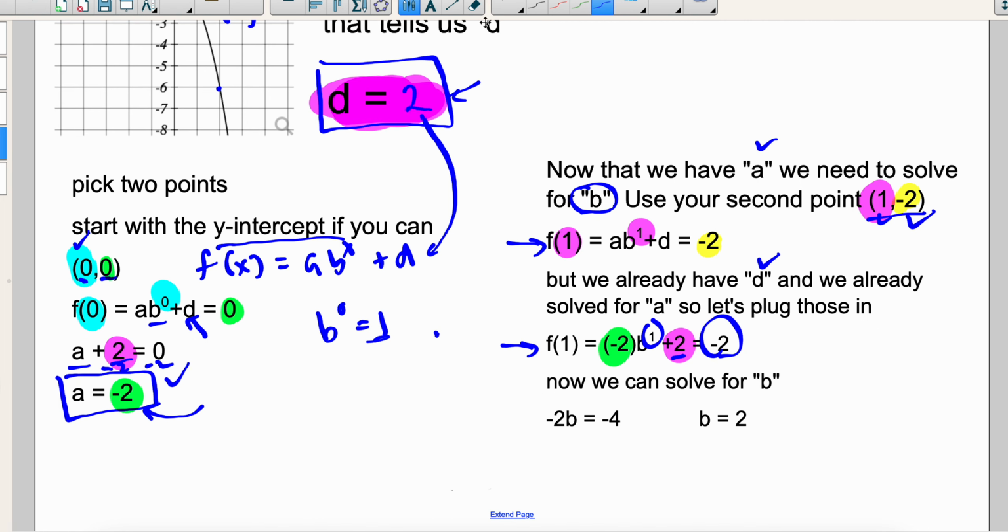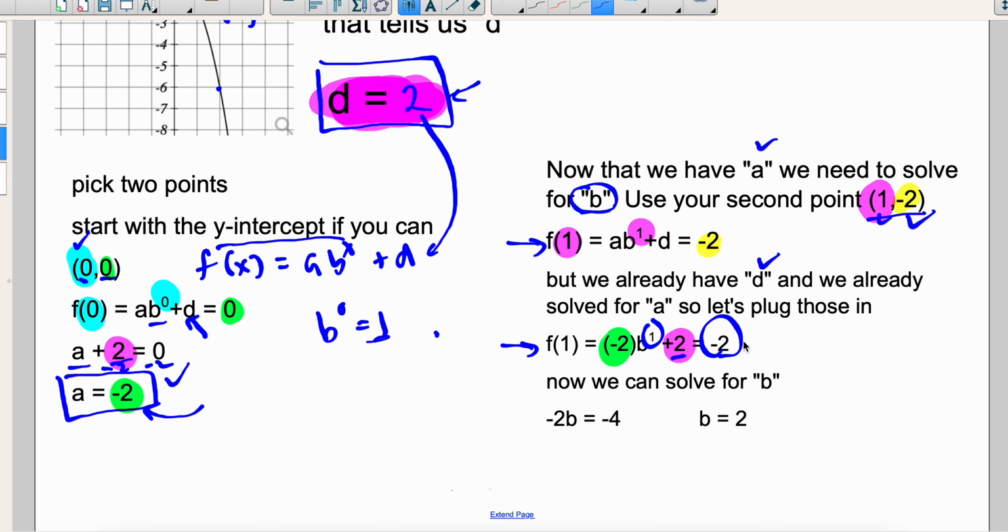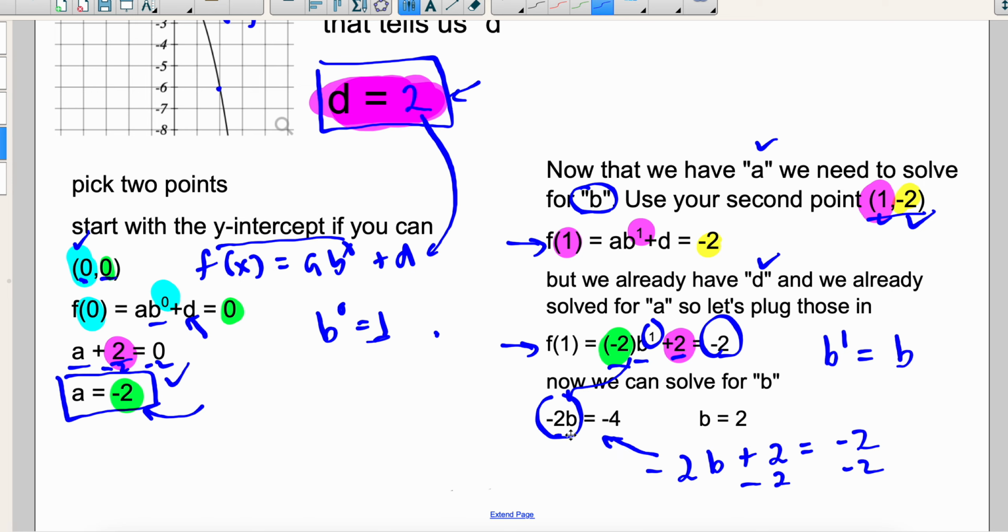All right, so now I can just solve for what my b value is. So I have b to the first. Anything to the first power is just itself, is just b. All right, so that gives me negative 2 times b here. Let me write it. Negative 2b plus 2 equals negative 2. If I subtract 2 from both sides, I get here negative 2b equals negative 4. Divide both sides by negative 2, I get b equals 2.